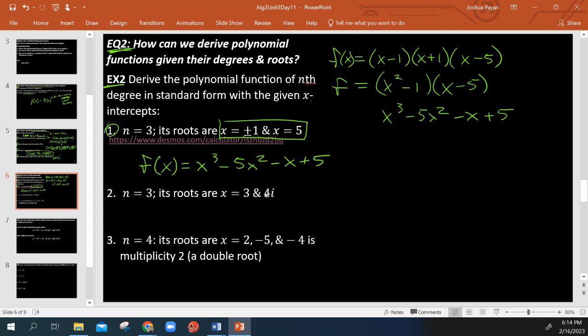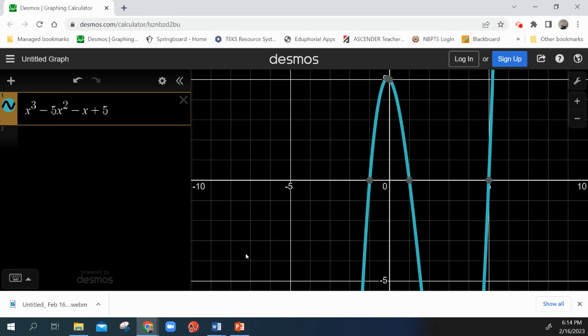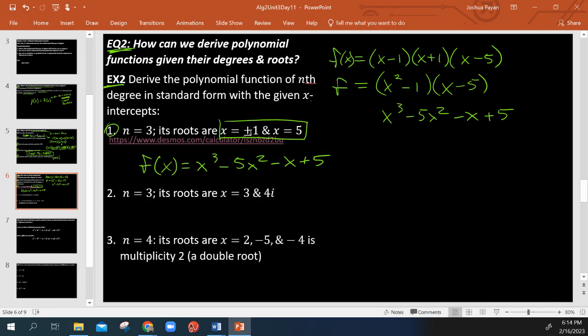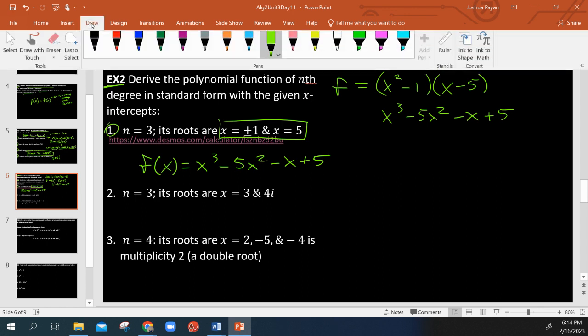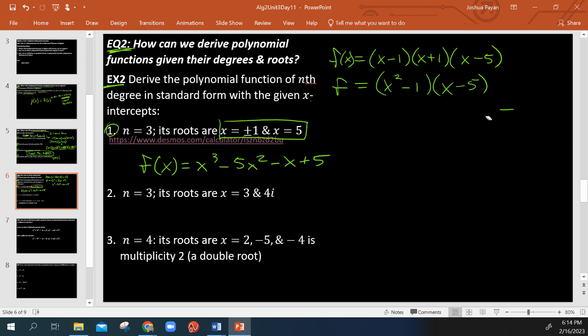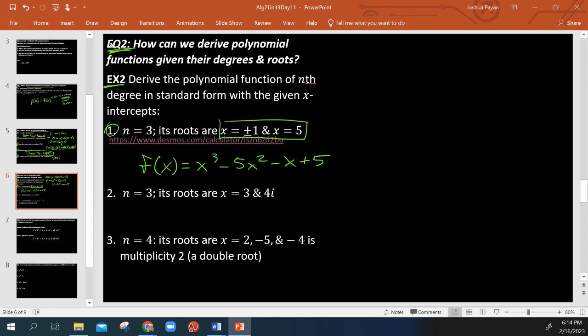Okay, and what is the significance of this? Well, if I throw that in a graphing calculator, and I just so happen to be prepared, and this is exactly what we got just now. If I throw that into the graphing calculator, we see that we get the exact same x-intercepts that we had before, namely negative 1, positive 1, and positive 5. So plus or minus 1 and positive 5. Okay, so pretty interesting stuff. So we're literally just given a little bit of information, and from that, we can find an nth degree polynomial function.